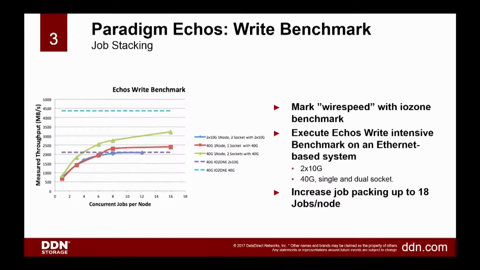So we can't dwell too much, we haven't got much time, but essentially what we saw here behind me is something around 8 or 10 nodes with a 40 gig link and a single node with 2 sockets is kind of an optimal, balanced budget choice for running multiple concurrent copies of a write-intensive Paradigm Echoes benchmark on this system.